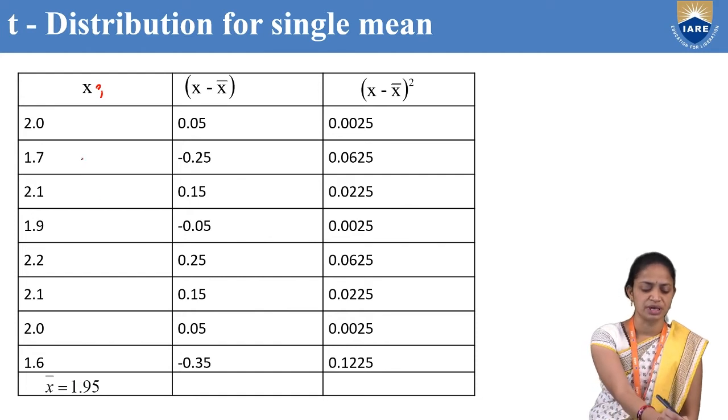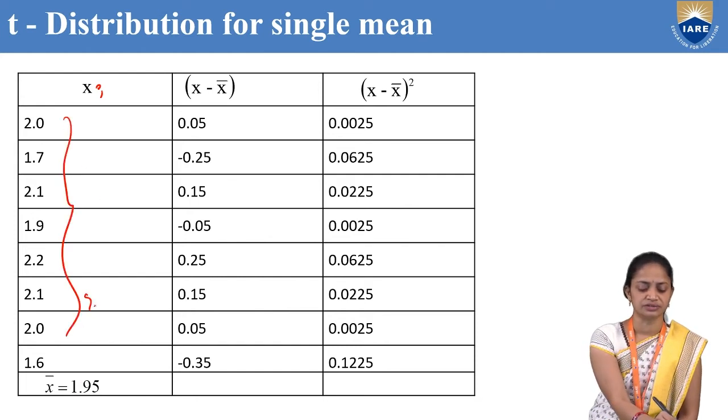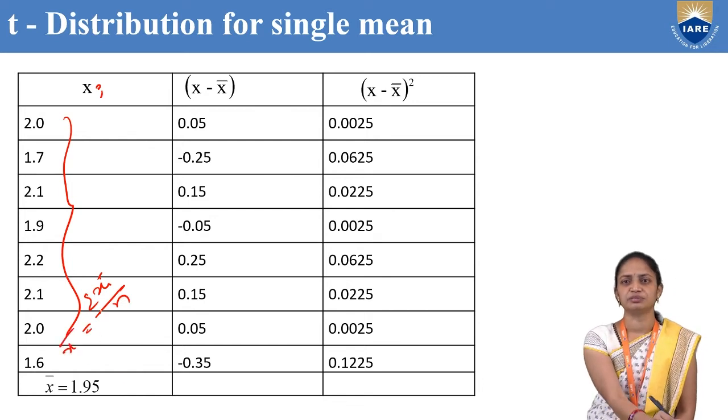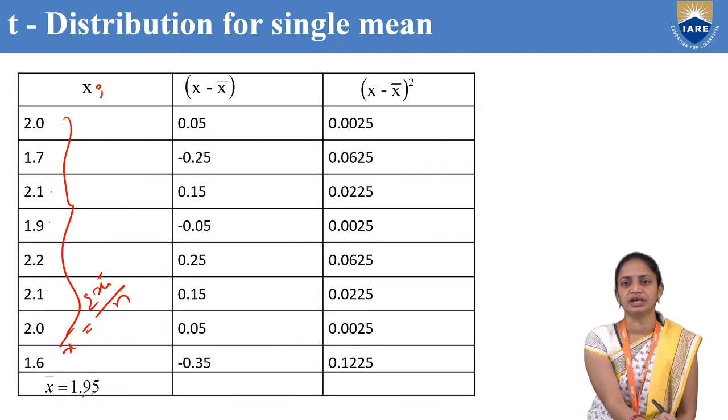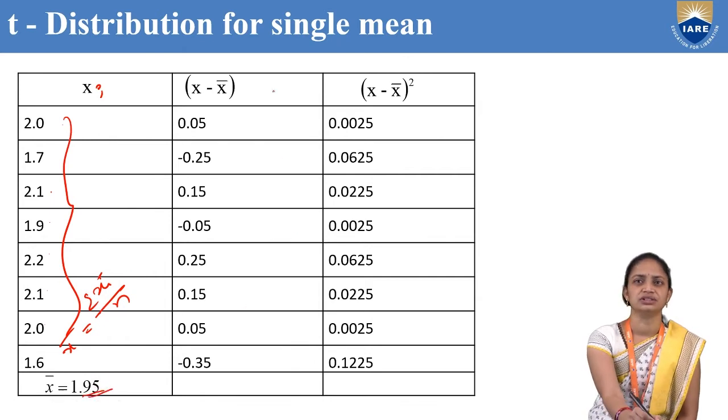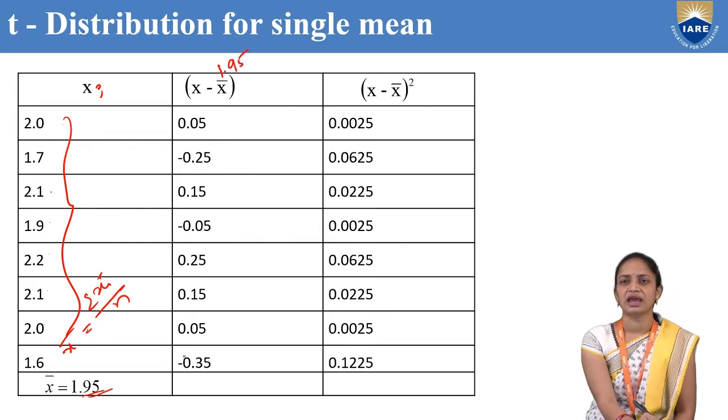So summation xi is this one. Summation of xi by n is nothing but x bar. So x bar equal to summation xi by n. So the summation of all these values, 2.0 plus 1.7 plus 2.1 and so on up to 1.6, divided by n. The n value is 8, and we will get 1.95. So that means the x bar value is 1.95.